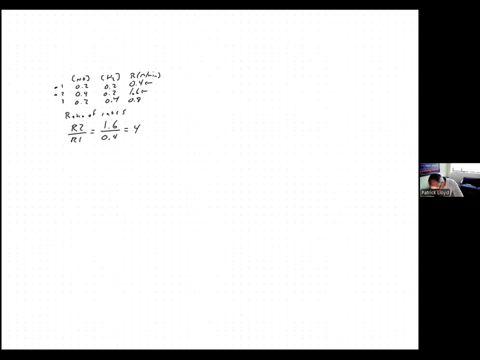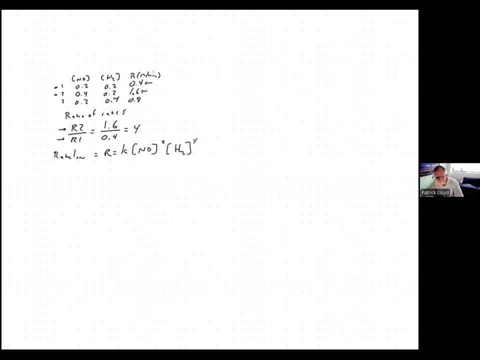Easy enough. But we also have this thing called a rate law, right? So the rate law looks like this. Rate equals K times concentration of NO to the X times concentration of H2 to the Y, right? And these exponents are generally either 0, 1, 2, or 3. Most commonly, they're 1 or 2. And what we're trying to do is figure out those values. So here's what I'm going to do. I took initially rate 2 over rate 1. I'm going to do the same thing with the rate law.